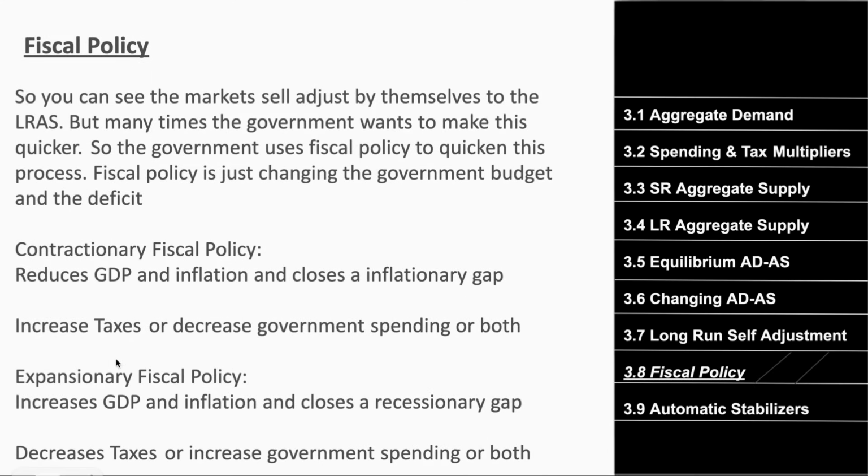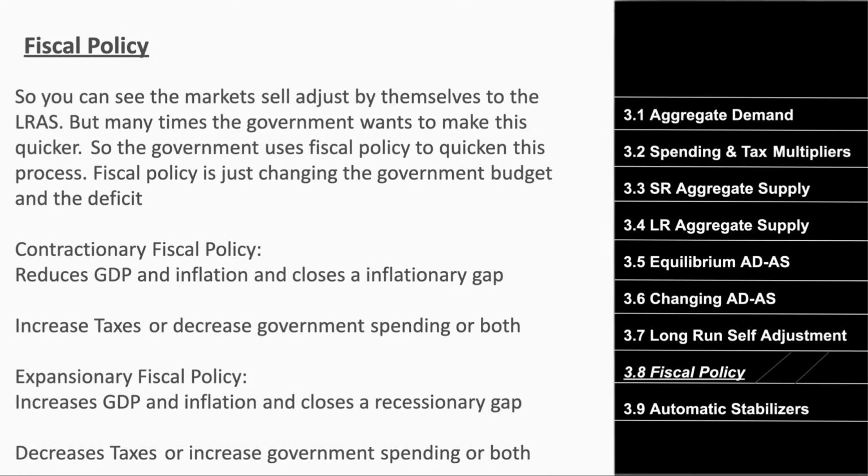So then let's say we're in a recession, the economy is growing really slow, and the government wants to speed up the economy. They're going to use expansionary fiscal policy, to expand the economy. So just remember, contractionary fiscal policy slows down the economy, expansionary fiscal policy speeds up the economy. So contractionary fiscal policy resolves an inflationary gap, and expansionary fiscal policy reduces a recessionary gap.